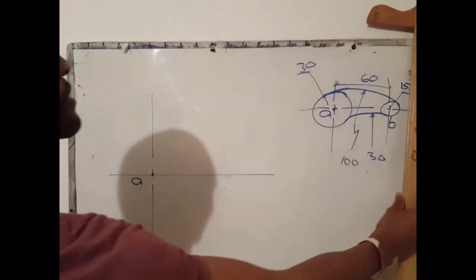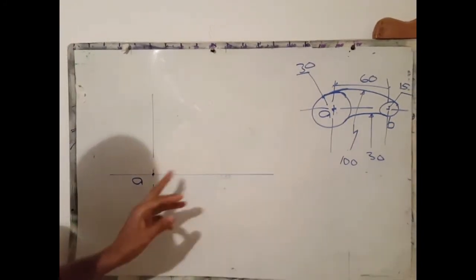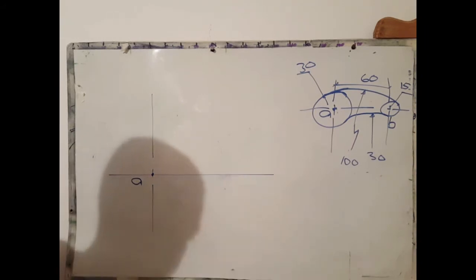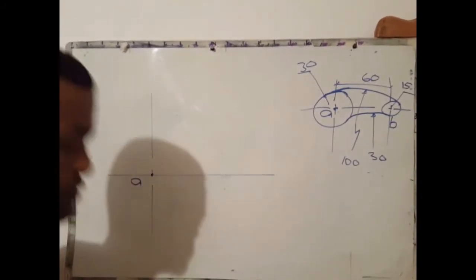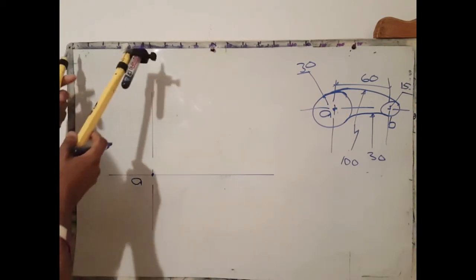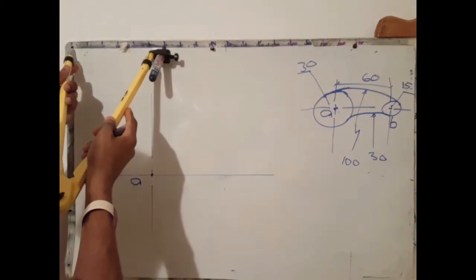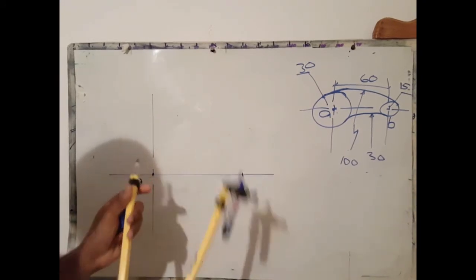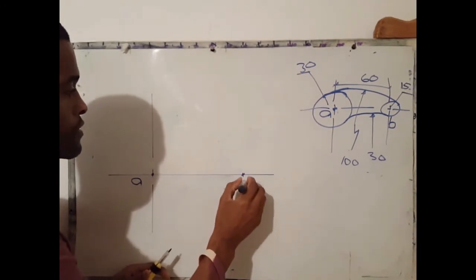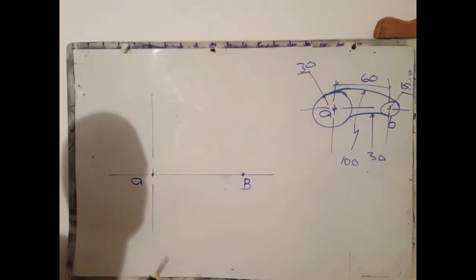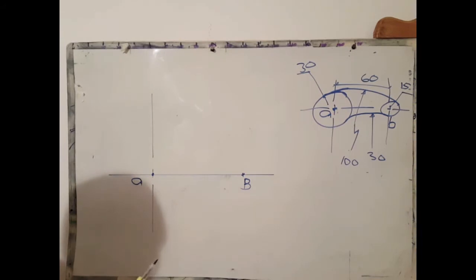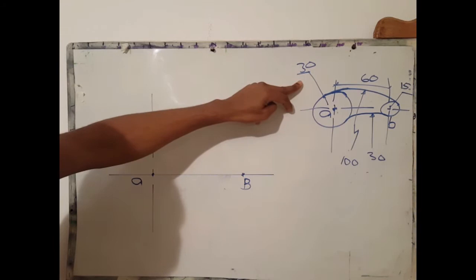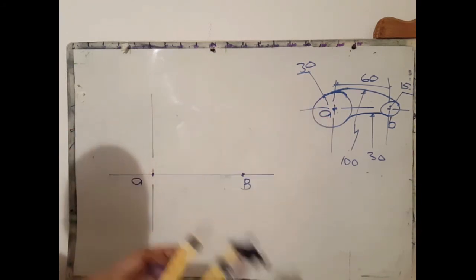From point A, mark point B, which is 60 millimeters to the right of point A. You may want to use your set square to measure your distance. That's point B. The next step is to draw a circle of radius 30 millimeters using A as center.